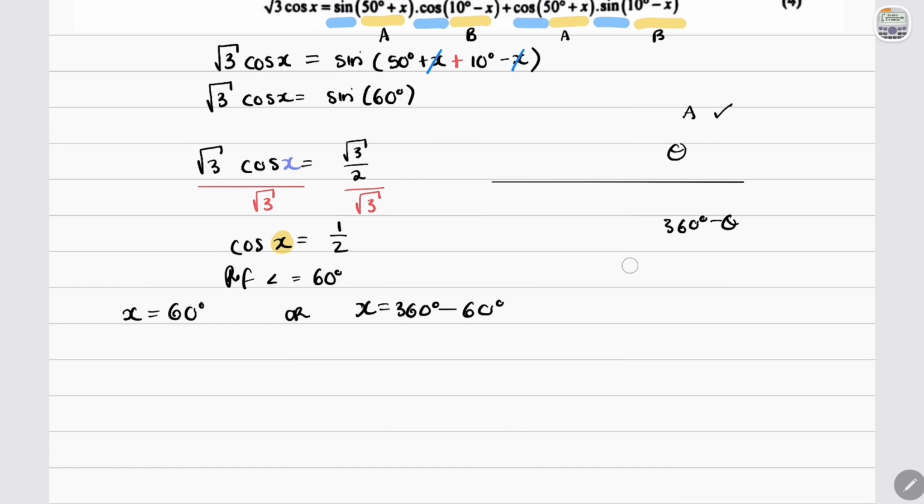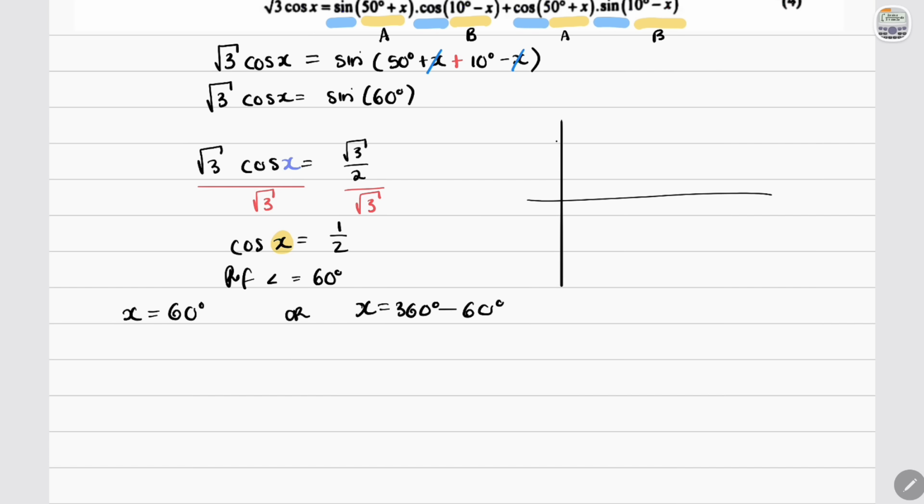The method I would just use is simply the graph. I know what the cos graph looks like. I'll say, okay, this is my cos graph, and I know it looks like this. So where is it equal to a half? I know that it is equal to a half at 60 degrees, because that was the reference angle. And then the next place where it would be equal to a half, you just have to say 360 degrees minus 60 degrees to get that.